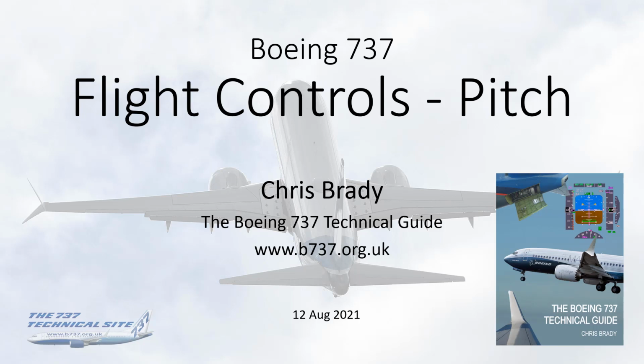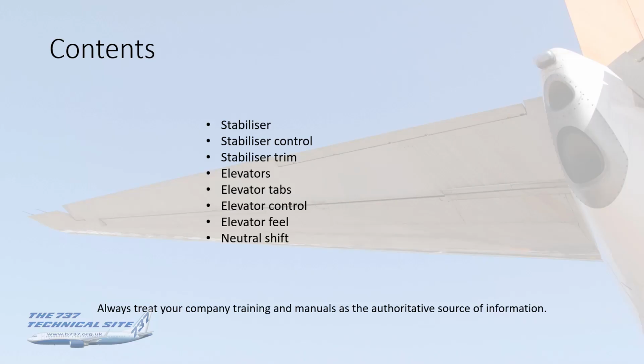So this is the third in the trilogy of Boeing 737 flight controls, and this one we'll be dealing with pitch. Things we'll be including, well basically as you can see it's all about the stabiliser and all about the elevators. Once we've covered those two, then we'll go into a little bit of detail about neutral shift. As always, please treat your company training and their manuals as the authoritative source of information.